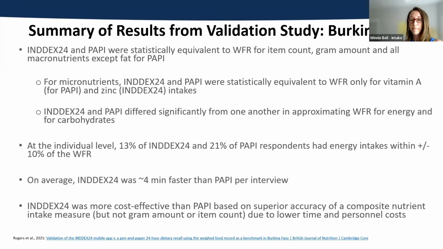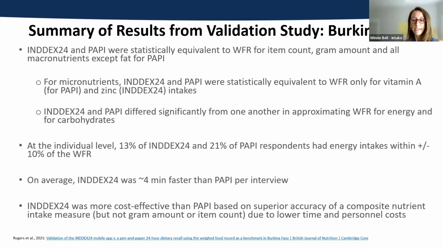So here, Index 24 and pen and paper were statistically equivalent with weighed food record for select outcome measures, but not for all. We did see divergence, for example, with energy and carbohydrates. In terms of individual-level accuracy, we found that 21% of pen and paper and only 13% of Index 24 respondents were within 10% of the weighed food record. So this was a bit lower than in Vietnam.